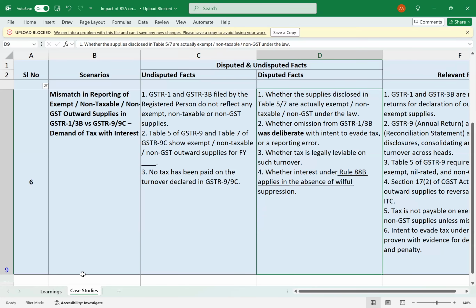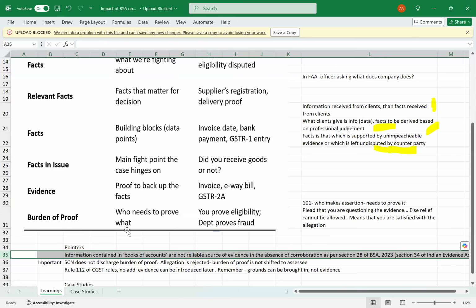So in that case we can say that 28 says that books of accounts are not a reliable source of evidence in the absence of corroboration.